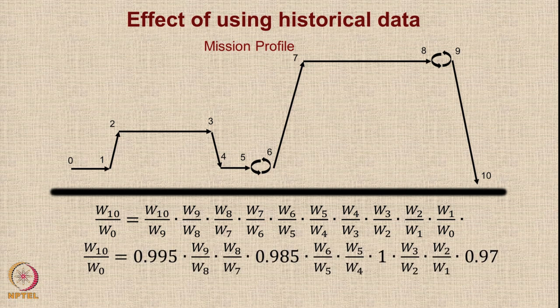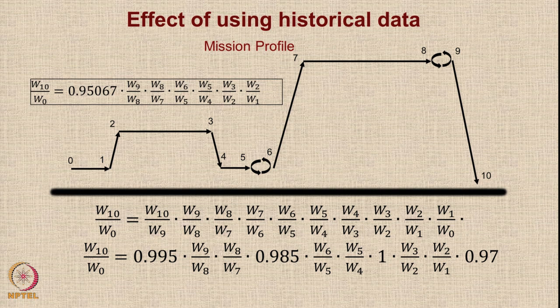But we can use historical data. This 0.97 corresponds to the warm up, taxi out and takeoff. So, for that we use a constant fraction from Raymer's textbook. This one represents the weight fraction in the descent segment, which is assumed to be 1. This 0.985 corresponds to the climb segment. This 0.995 corresponds to the landing segment, and the remaining are the ones to be calculated.